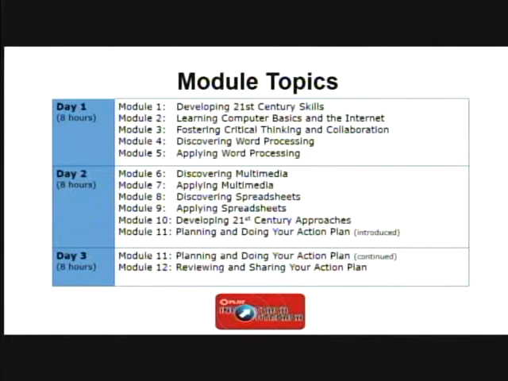And then day 1, you have to cover 5 modules. Okay, you have that. Try to go over your module, the GS module. It's true. We have module 1, 21st century skills. Then computer basics and internet. For fostering critical thinking and collaboration. Discovering word processing, applying word processing. This is not hard, it's easy for you, right? Okay, especially learning computer basics and the internet. Of course, I will not ask you to explore your computer and name all those parts, because I know you already know. So we'll just do a kind of review. Right?